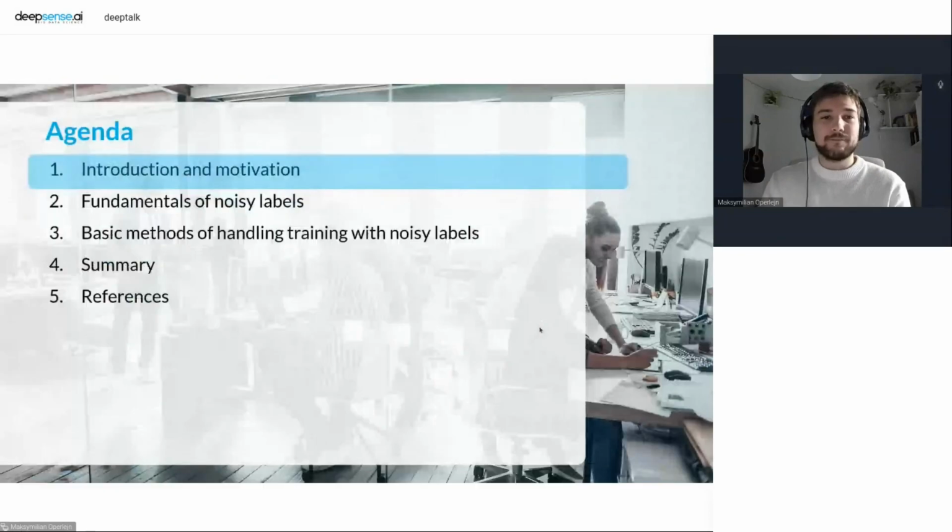All right, so let's start with the agenda. First of all, I would like to specify the motivation and describe why this is an important issue in the data science field. Then I will tell you something about the problem definition and what kind of noise we can expect in our labels. Then I will briefly describe the basic but effective methods of dealing with noisy labels. And I will outline some conclusions and provide you with some references, research papers and websites, if you would like to know more about the topic.